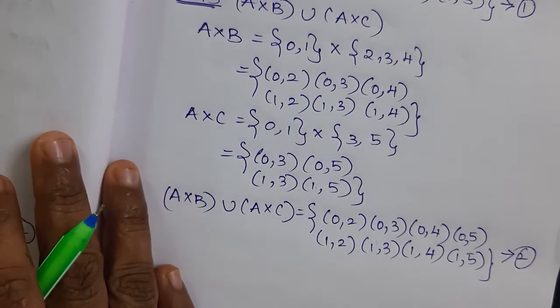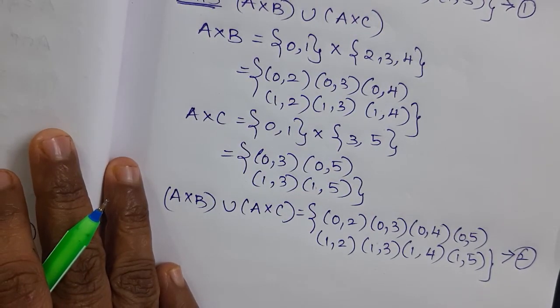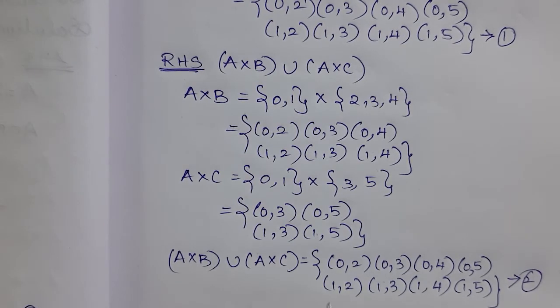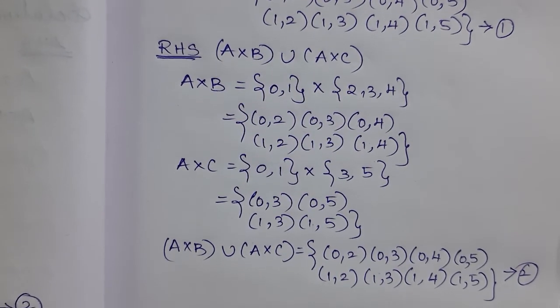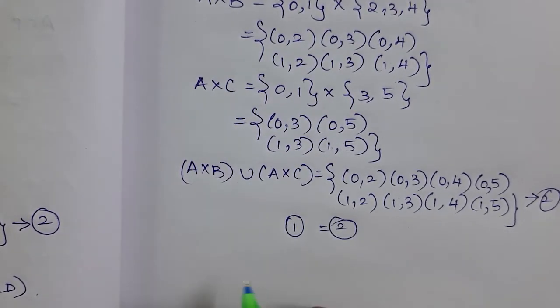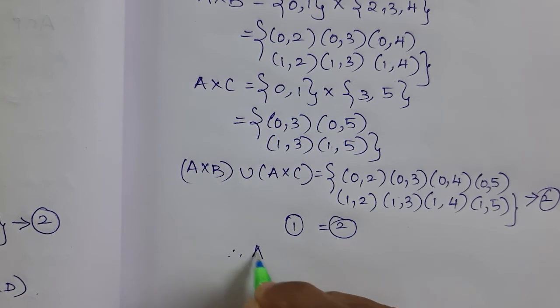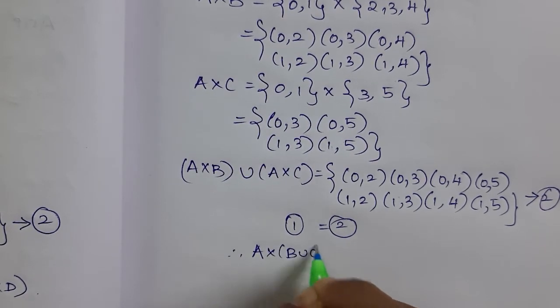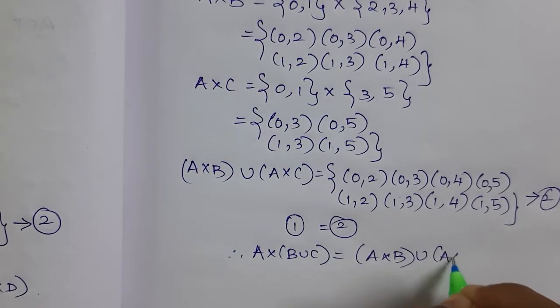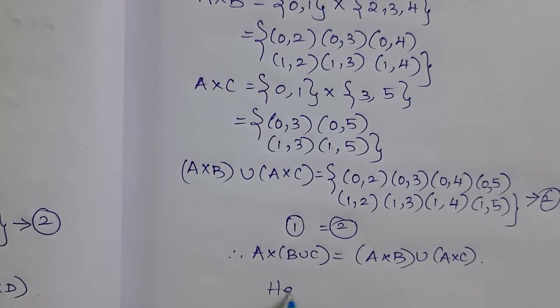Now compare equation number 1 and 2. When you compare 1 and 2, you could see (0, 2), (0, 3), (0, 4), (0, 5), and the same way (1, 2), (1, 3), (1, 4) and (1, 5) are equal. That is, equation number 1 is equal to equation number 2. Therefore, A cross (B union C) is equal to (A cross B) union (A cross C). Hence proved.